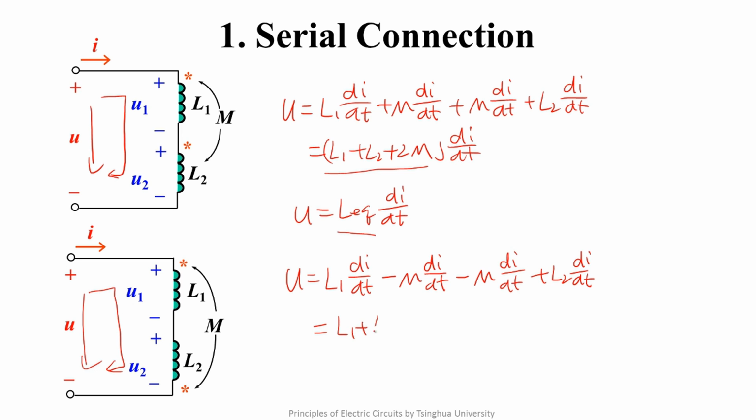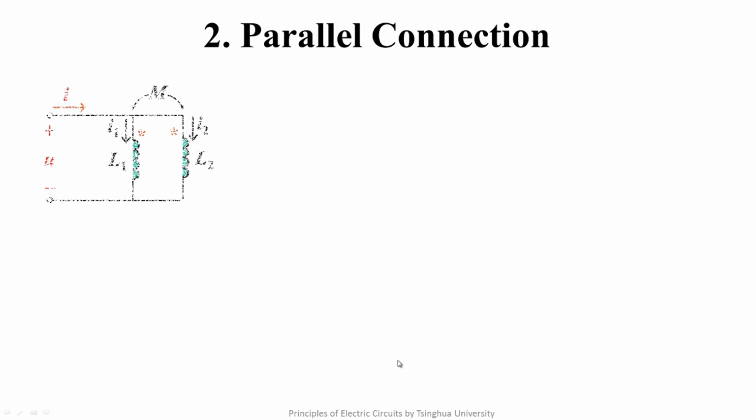So simplify the equation, we can get LEQ equals L1 plus L2 minus 2M for reversal serial connection. These two conclusions are relatively easy to remember.